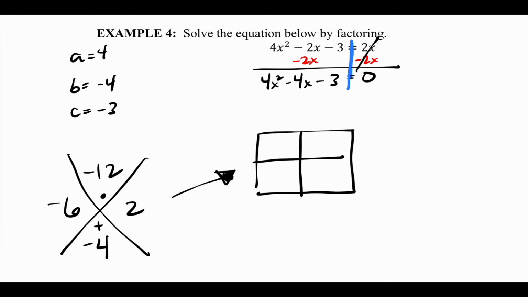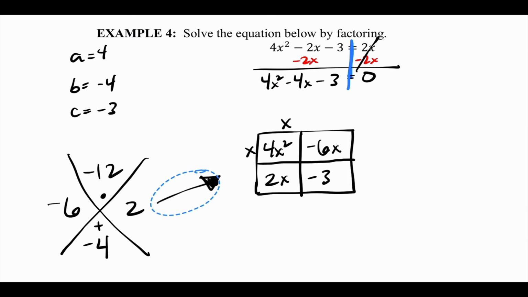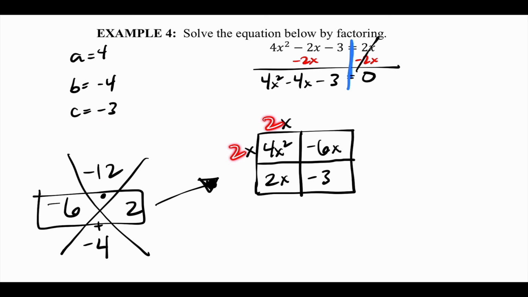Okay. So I get 4x squared, -3, -6x, +2x. So I know it's going to be x times x to make x squared. But I have two options, 4 and 1 or 2 and 2. So I can put a 2 and a 2 here. I can put a 4 and a 1 here. Or I can put a 4 and a 1 here.